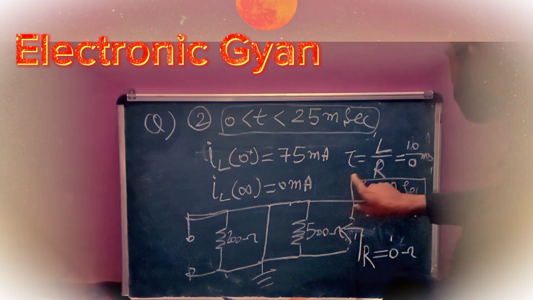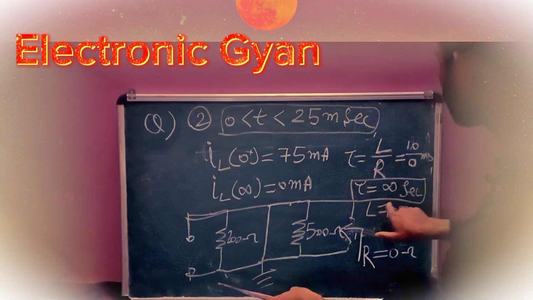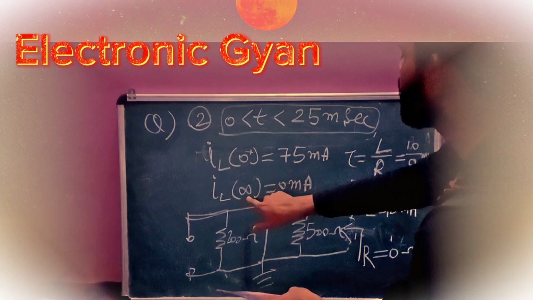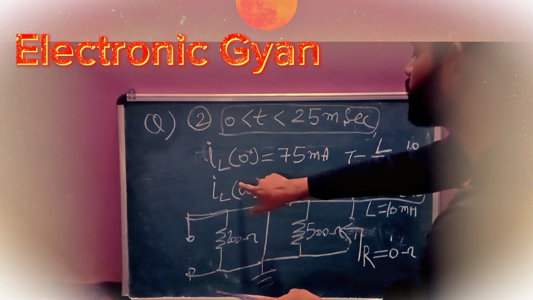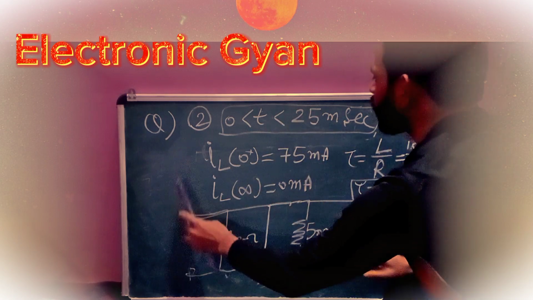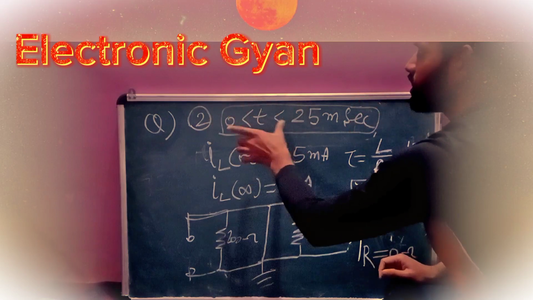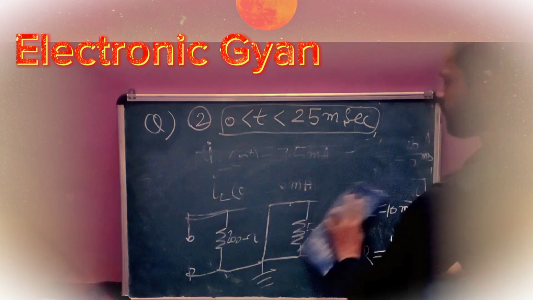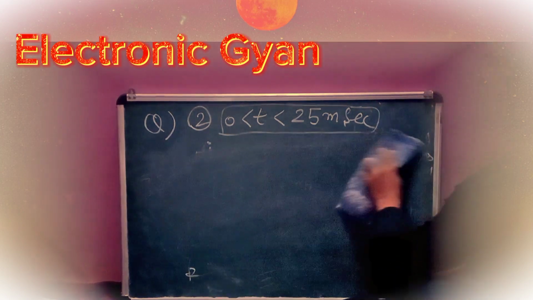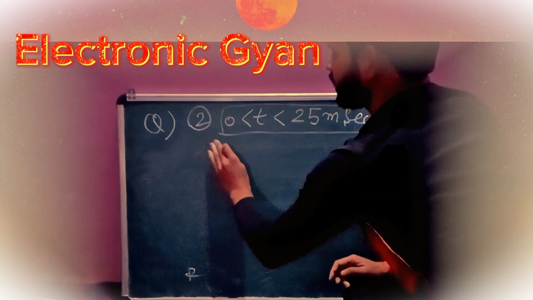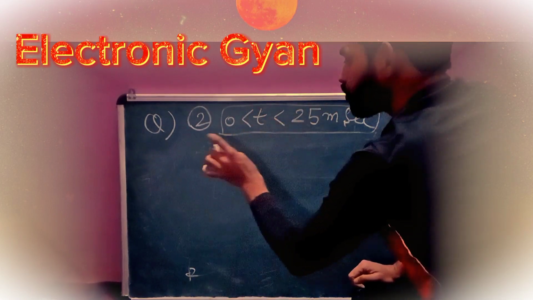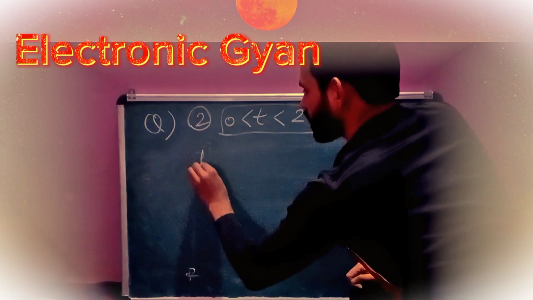So now see here, the time constant of the circuit for this duration is infinite seconds, the initial value of current is 75 milliampere, and the final value of current for this duration is 0 milliampere. Now we are going to find the overall current within this duration of time. So let's see what we have obtained here. The total current within this duration through the inductor is given as follows.